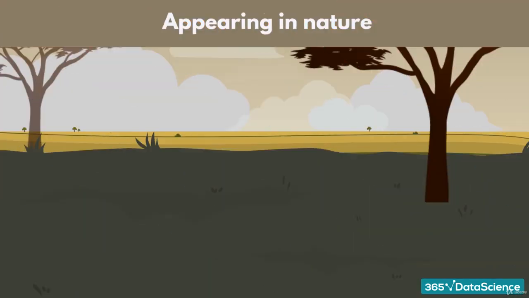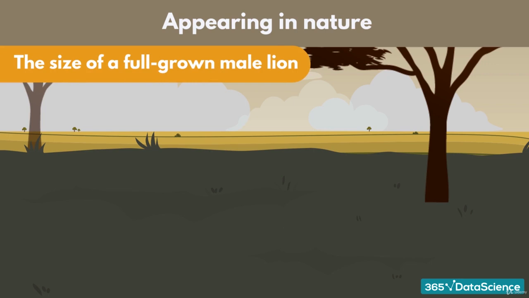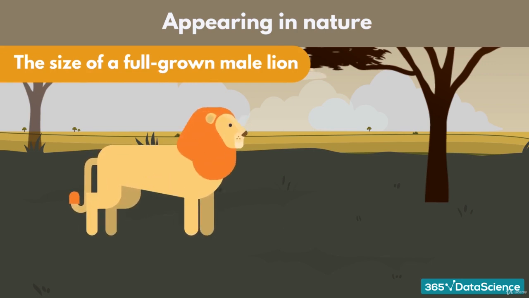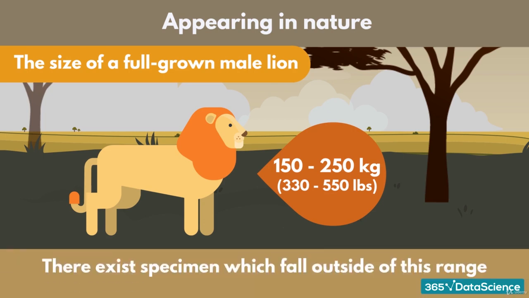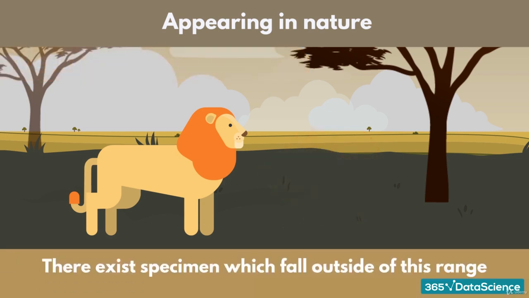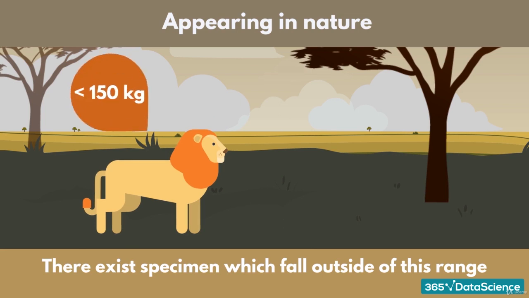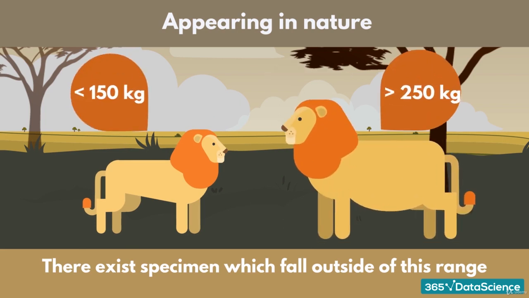The normal distribution frequently appears in nature, as well as in life, in various shapes and forms. For example, the size of a fully grown male lion follows a normal distribution. Many records suggest that the average lion weighs between 150 and 250 kilograms, or 330 to 550 pounds. Of course, specimens exist which fall outside of this range. However, lions weighing less than 150 or more than 250 kilograms tend to be the exception rather than the rule.